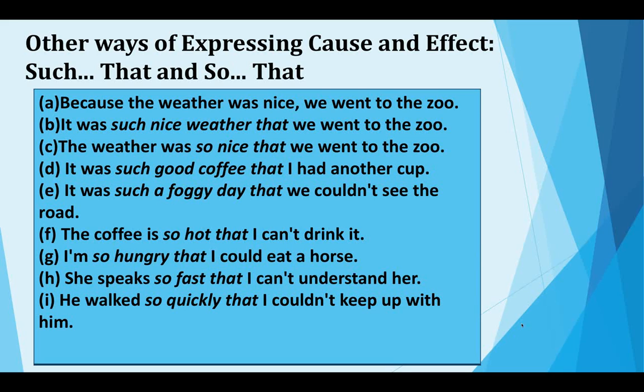It was such good coffee that I had another cup. It was such a foggy day that we couldn't see the road. The coffee is so hot that I can't drink it. I'm so hungry that I could eat a horse. She speaks so fast that I can't understand her. He walked so quickly that I couldn't keep up with him.